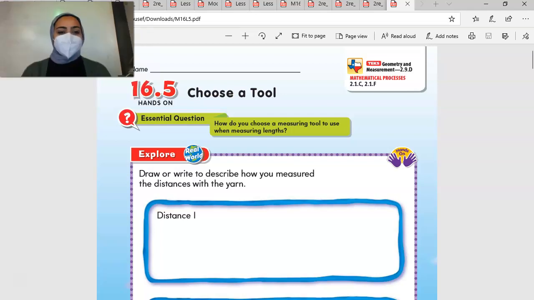Hi, welcome. Here is your Go Math lesson for today. We are on section 16.5, choose a tool. So how do you choose a measuring tool to use when measuring lengths?